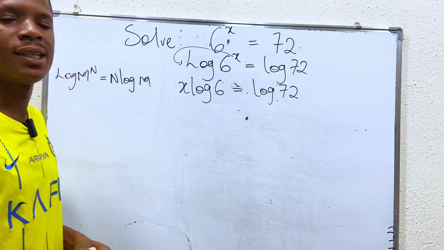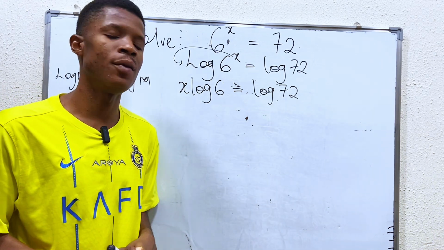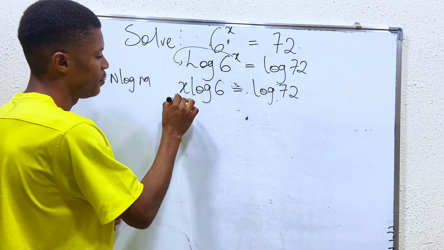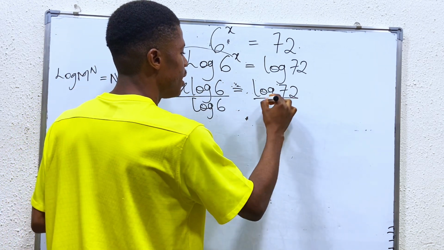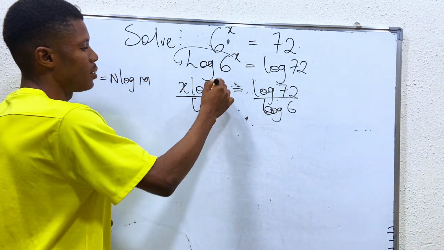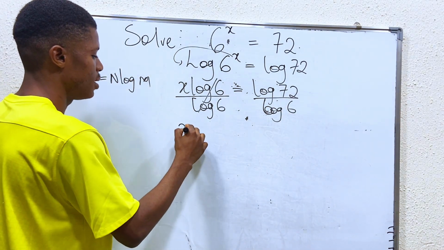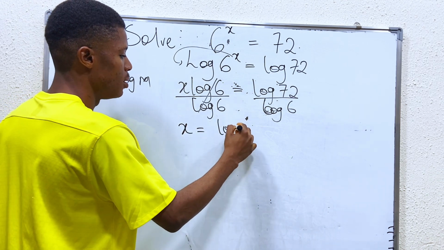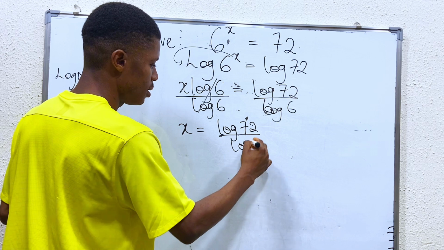Then the next thing we have to do is divide the left and the right hand side by what? Log 6. If you divide this side by log 6, to maintain equivalency, divide this side by what? Log 6. So that log 6 will cancel out. If log 6 cancels out, you see that x is equal to log 72 over log 6.